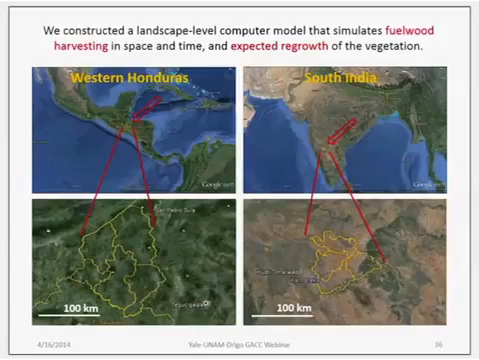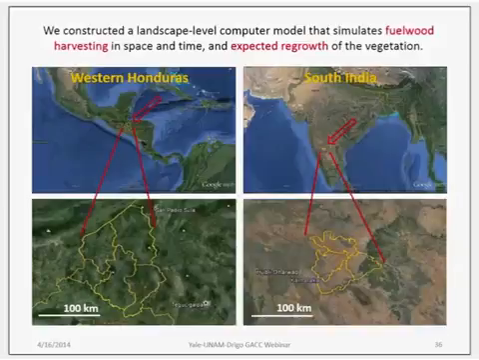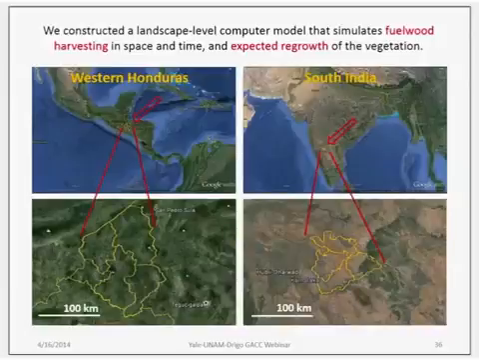Basically, we are developing this in two case studies where we are conducting fieldwork as well. One is in Western Honduras and the other is in Southern India. The areas are relatively similar: Honduras is 1,000 square kilometers, and India is around 4,000 square kilometers.